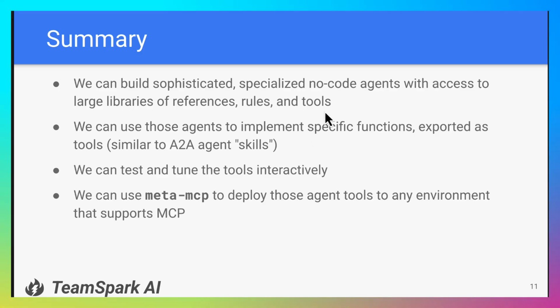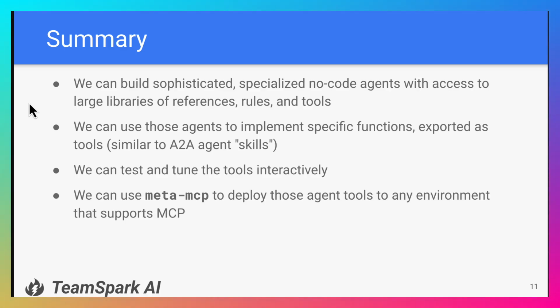So what does that all mean? We can build sophisticated, specialized, no-code agents with access to large libraries of rules, references, and tools. So basically what we could always do, we can build these agents that are very highly capable. They have semantic tool inclusion or semantic context inclusion, so you can give it as many rules and references, as many tools as you want without having to worry about it, because it's going to be able to select the ones that are the most relevant to each prompt as it processes them.